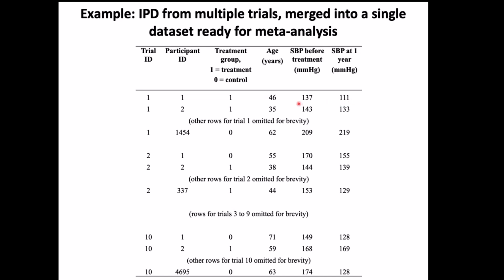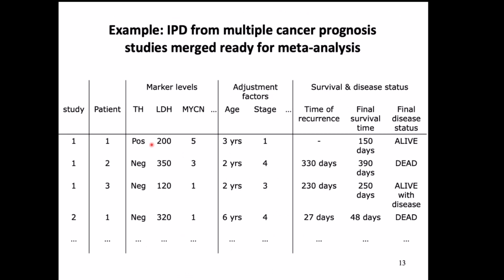Now, think about without IPD, what you would have is the mean age in a study and the mean blood pressure at randomization. So you wouldn't know this individual information. Also note that crucially, I've still got an identification for trial here. I've not put this into one database and forgotten that there was clustering, and that's something I'll come back on to.